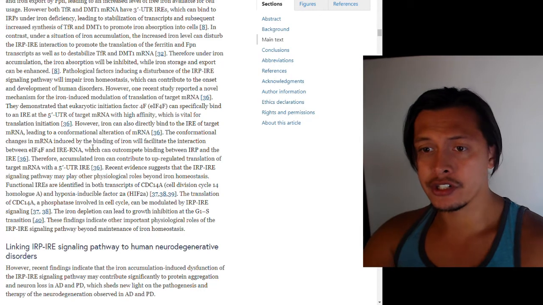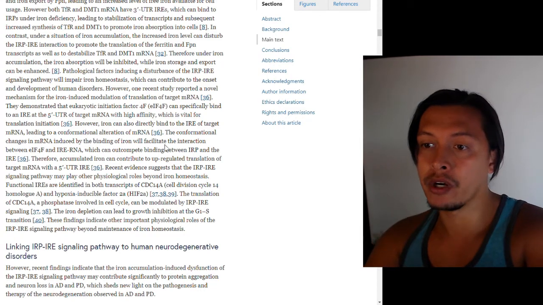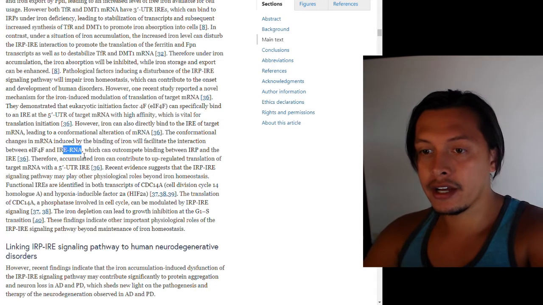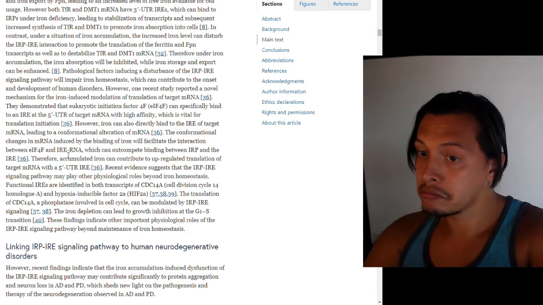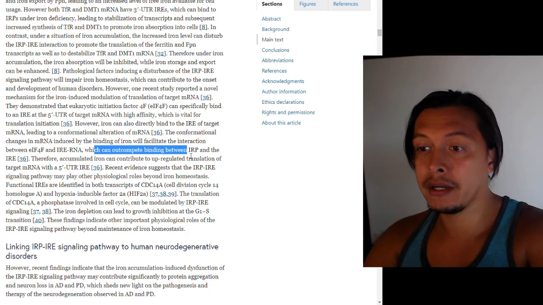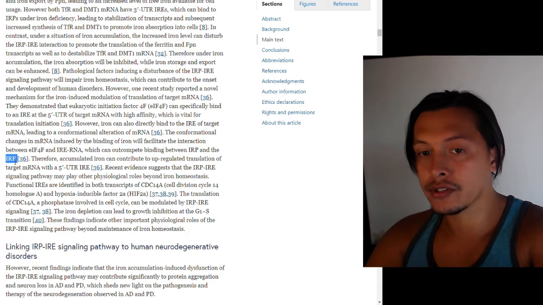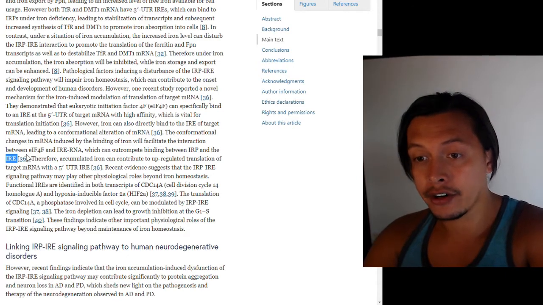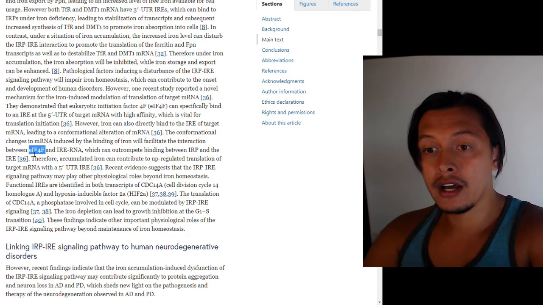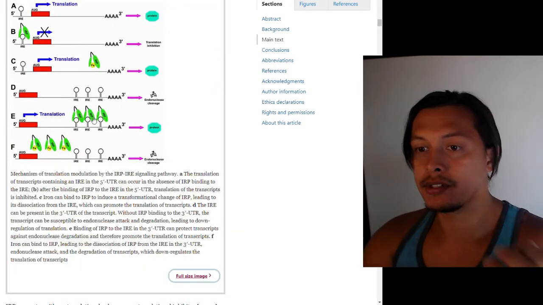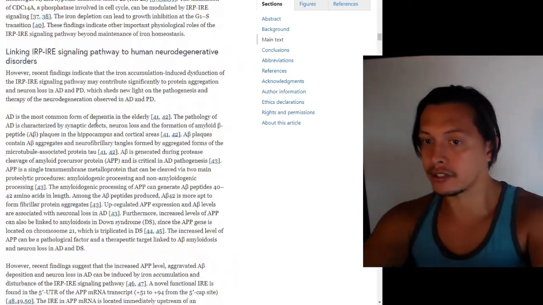Anyways, the conformational changes in mRNA induced by the binding of iron will facilitate the interaction between the EIF4F and the IRE RNA, which can outcompete binding with the iron response proteins and the iron response elements. So interesting. So if you have iron and this EIF4F, that could outcompete the binding with these iron response proteins. So that might be an interesting field to look in later.